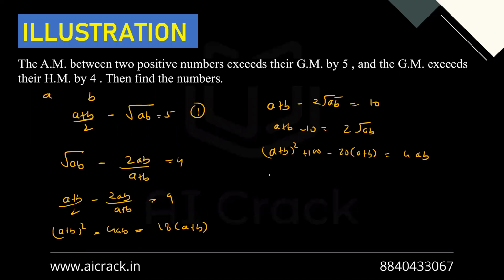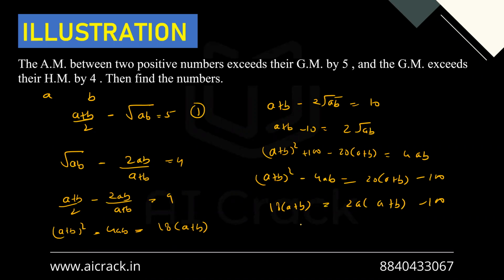So I'll just do some adjustments over here. I'll get (A plus B) whole square minus 4AB equals 20 times (A plus B) minus 100. Now I can see that this term and this term are exactly the same. So I'll use 18 times (A plus B) over here, and we'll get 20 times (A plus B) minus 100. So basically, I'll get A plus B as 50 over here, right?